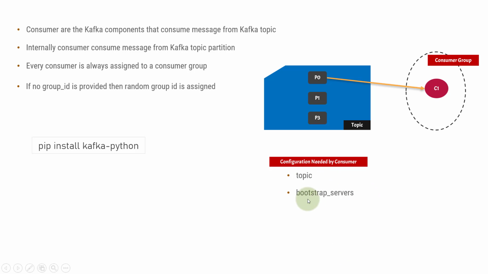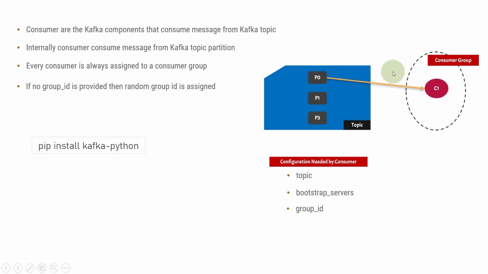After that, you need to define the bootstrap server in the consumer configuration, because you need to let the consumer know from which Kafka cluster you are going to read the messages. The third one is the group ID. You need to assign a group ID to this consumer so that it can register itself to a consumer group. If you have not provided it, the consumer will still run, because Kafka internally creates a random group ID.